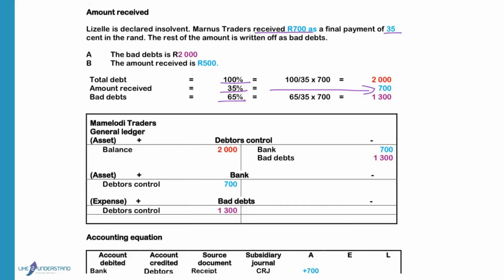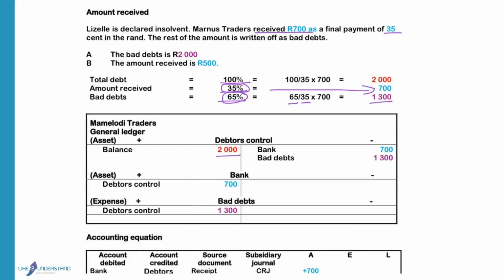If we want to calculate the bad debts, the one that we want, 65, divided by the one that we know, 35, times 700, and that will give me 1,300. The debtors have a debit balance of 2,000.